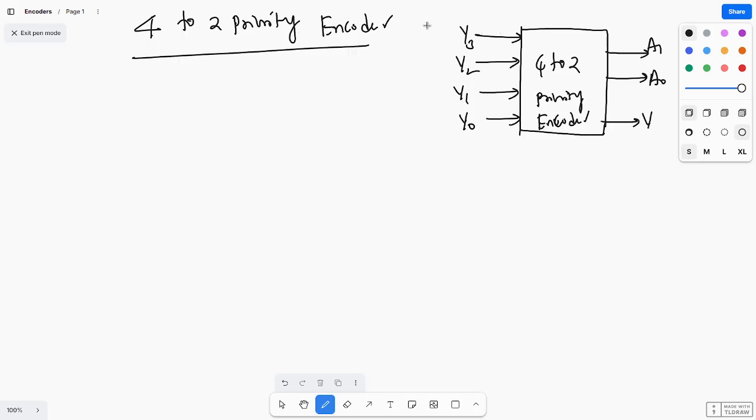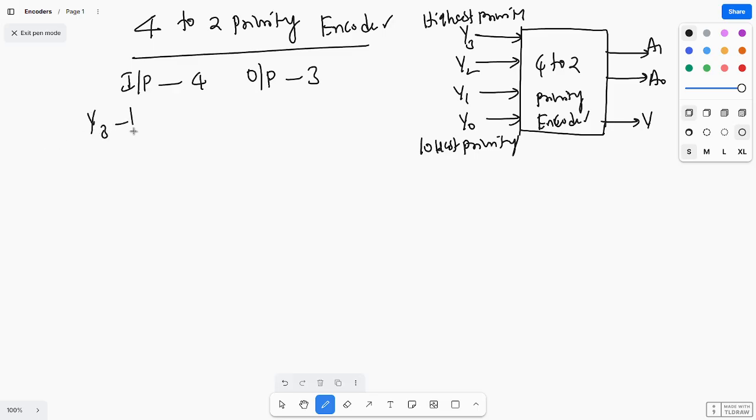Okay, so y3 is having the highest priority, and y0 is having the lowest priority. So here how many inputs are there? You have 4 inputs. And how many outputs are there? 3 outputs along with the valid output. So y3 is having the highest priority, and y0 is having the lowest priority. So I can draw the truth table.